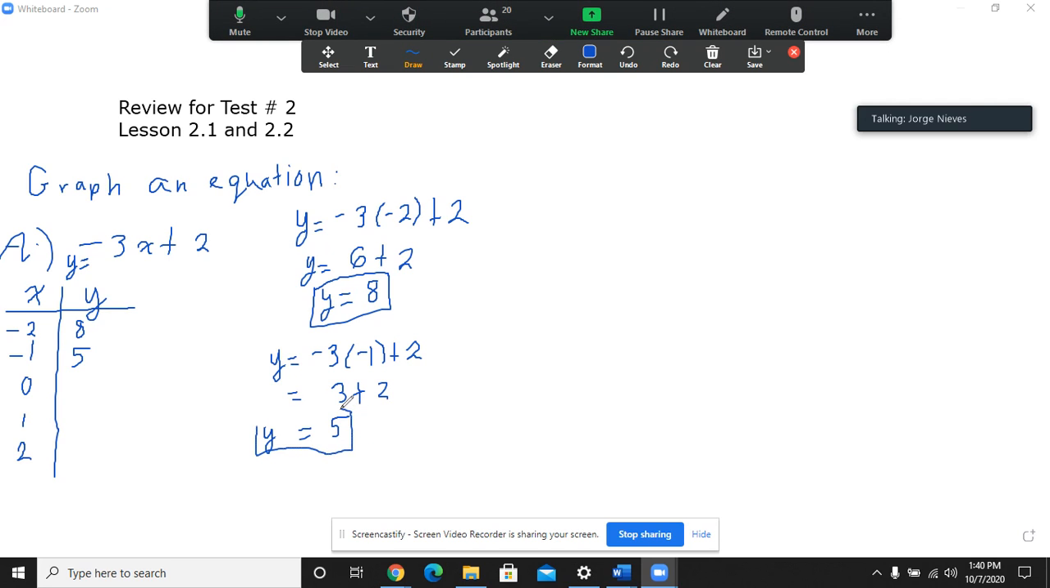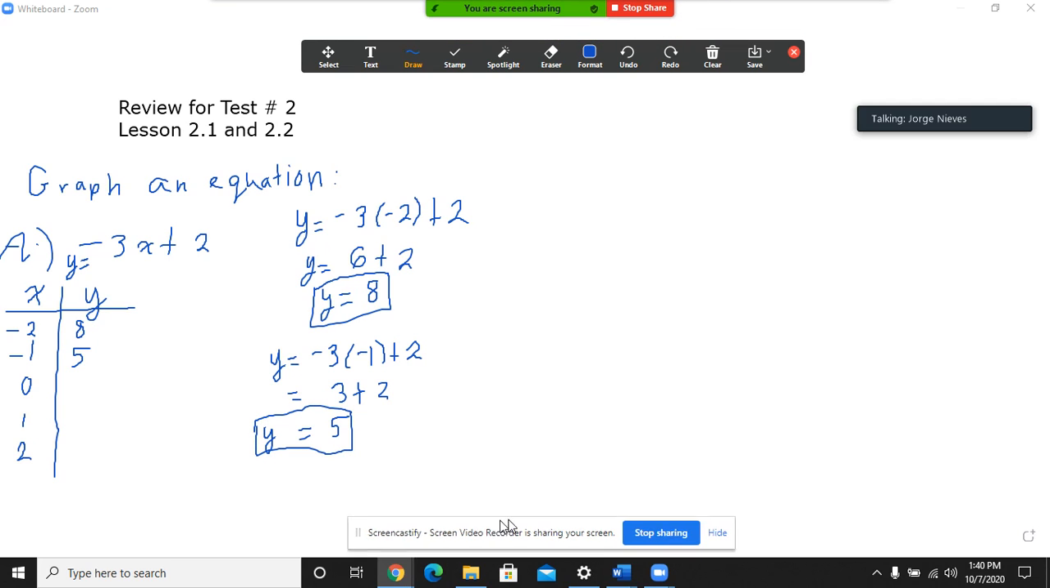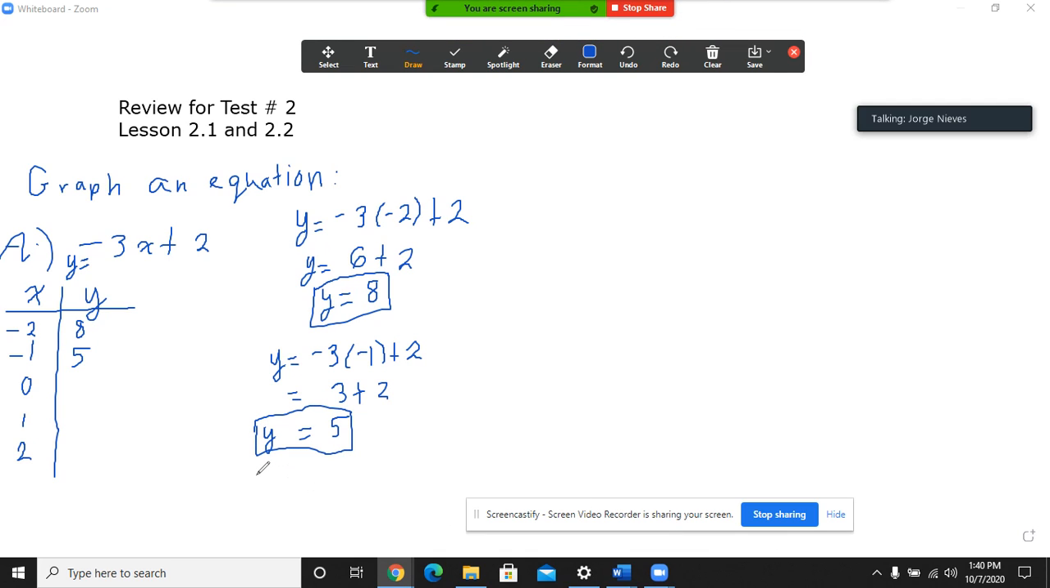Now we're going to evaluate the equation when x equals 0. The same equation: negative 3 times 0 plus 2. So it's 0 plus 2, because negative 3 times 0 is 0. So the next y value is 2. Now we have 2 left, so we can graph our equation.